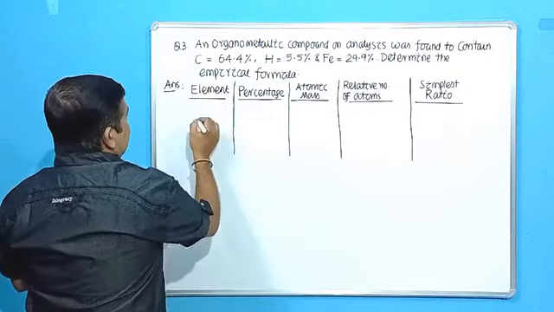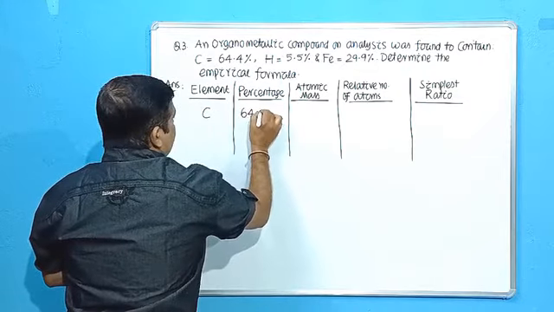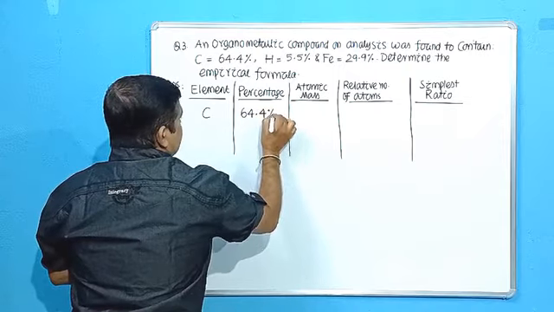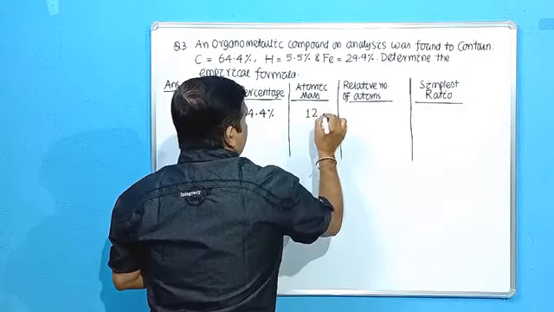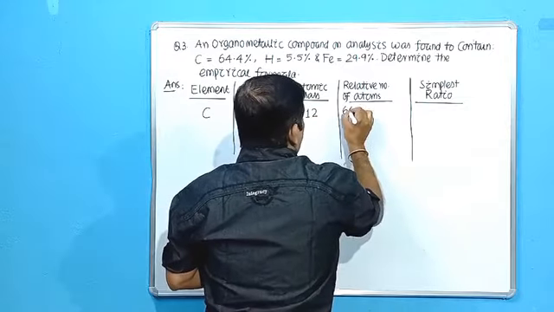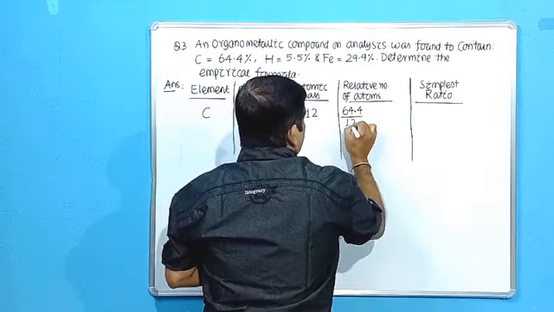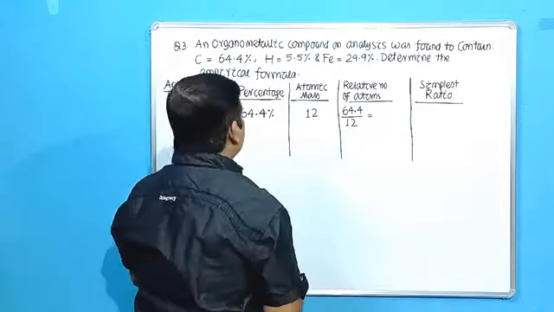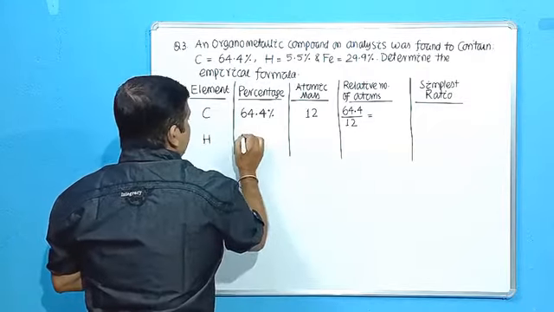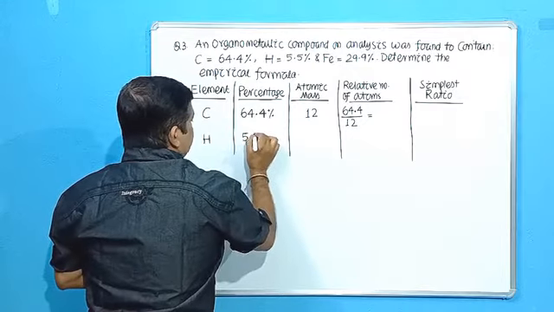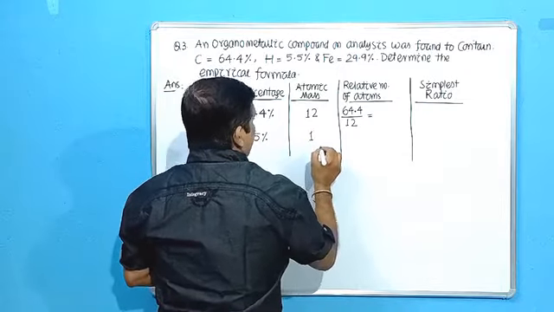So we'll start with the first element, that is carbon. Percentage given is 64.4%. What is the atomic mass of carbon? 12. Relative number of atoms: 64.4 by 12. So later we will find out the value. Then next element is hydrogen, H. Percentage is 5.5%. Then atomic mass is 1.